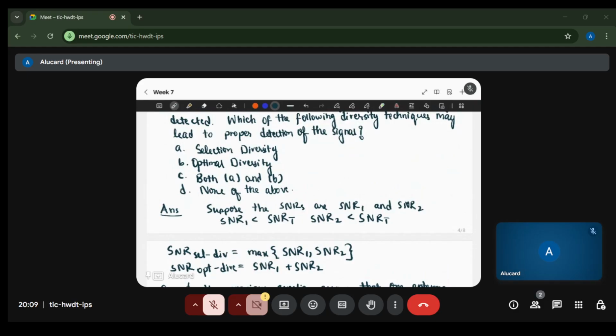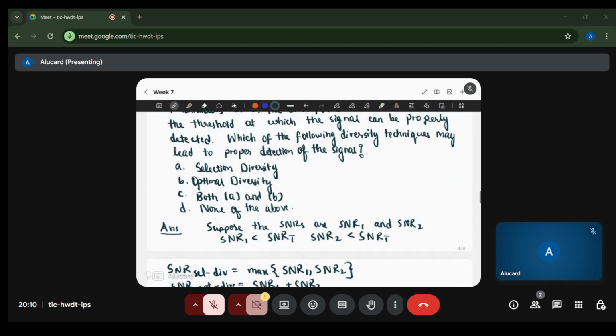So in this case, since both the SNRs are less than the threshold value, in selection diversity you will not be able to detect the signal because the max of SNR1 and SNR2 will also be less than the threshold. But the sum may or may not be less than the threshold. So you may or may not properly detect the signal, but there is a chance. That's why the question asks which of the following diversity techniques may lead to proper detection.